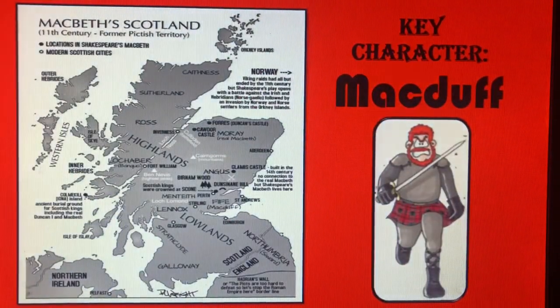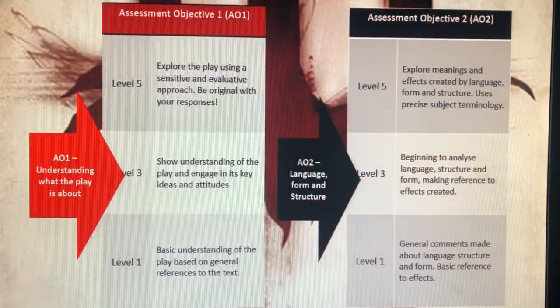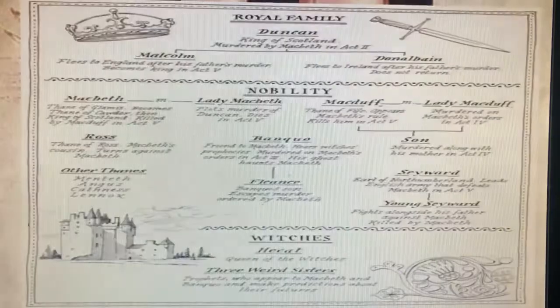So today's video is going to focus on the nemesis of Macbeth. That is Macduff, otherwise known as the Thane of Fife. See the arrow of where in Scotland Fife actually is. As normal, we're going to be looking at the assessment criteria, understanding what the play is about, and of course its language, its form, and its structure.